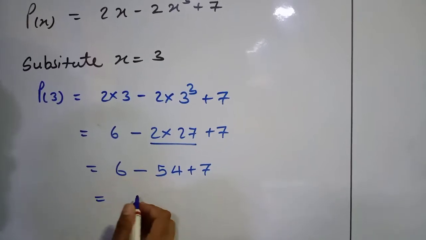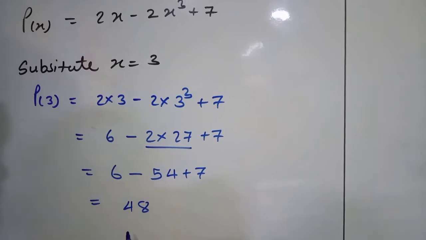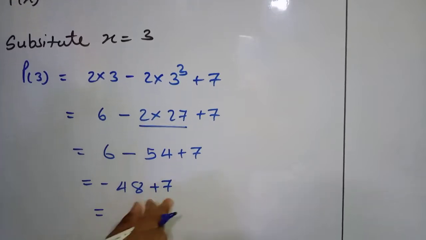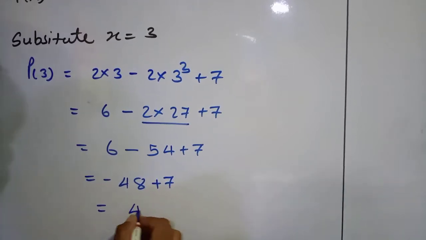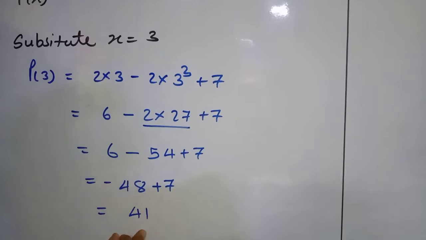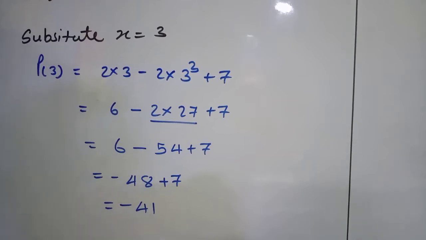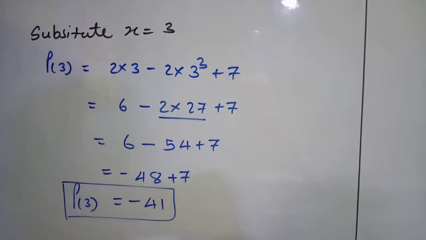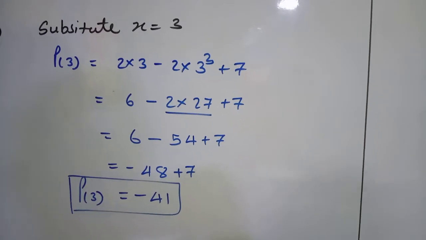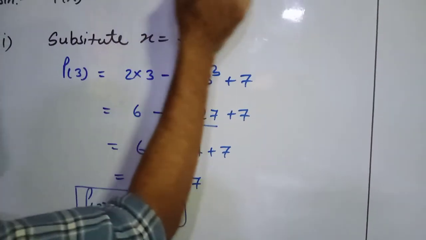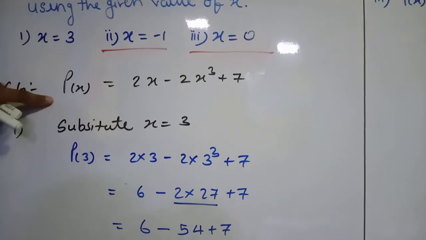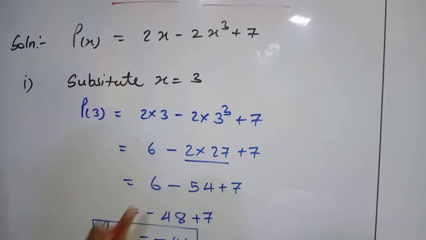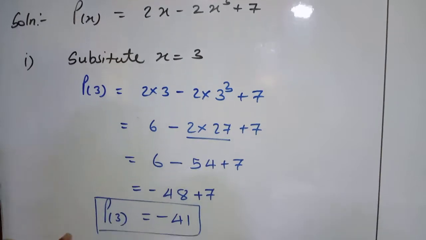Now 1 plus and 1 minus, do the subtraction. 54 minus 6, 48, and the sign will be of the bigger one, minus 48 plus 7. Again 1 plus 1 minus, do the subtraction, we will get 41. 48 minus 7, 41. Sign of the bigger number, that is minus. So P(3) is equal to minus 41. This way you should find the rest two sums. By using the same polynomial, substitute P(minus 1), find out the answer, then P(0), find out the answers.